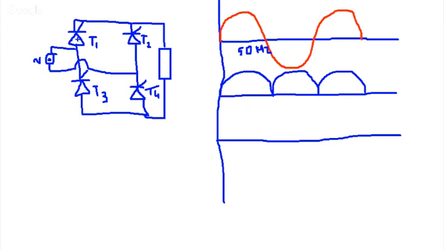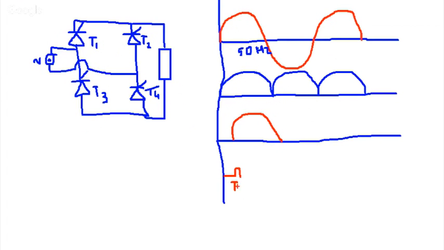So at 2.5 milliseconds, I have to fire my T1 and T4. So let me give a firing pulse here. So this is, say, 45 degrees. And at 45 degrees, what will happen? My thyristor gets fired. So I'll get the output from this point. Till then, I will not get any output. Once I fire, I will get the output from this point. It will follow the same AC supply. This is the firing for T1 and T4.